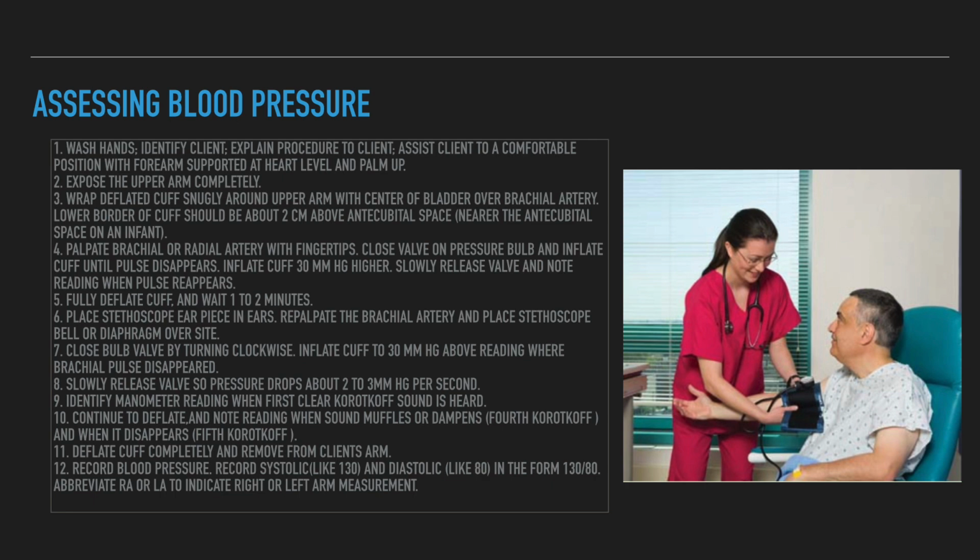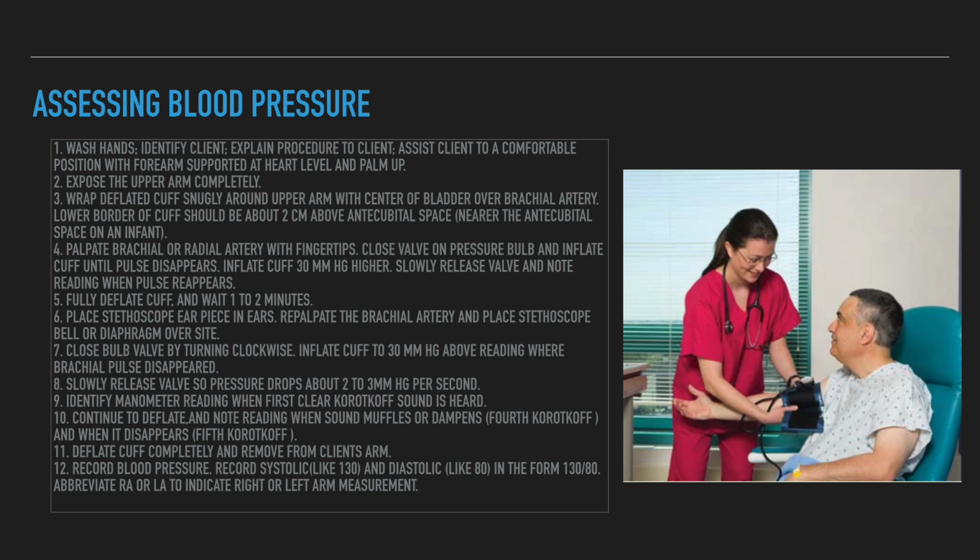6. Place stethoscope earpiece in ears. Repalpate the brachial artery and place stethoscope bell or diaphragm over site. Rationale: blood pressure is a low-frequency sound and is best heard with the stethoscope bell, but the diaphragm is widely used because it is easily placed and more generally available. 7. Close bulb valve by turning clockwise. Inflate cuff to 30 mm Hg above reading where brachial pulse disappeared. Rationale: ensures accurate assessment of systolic blood pressure.